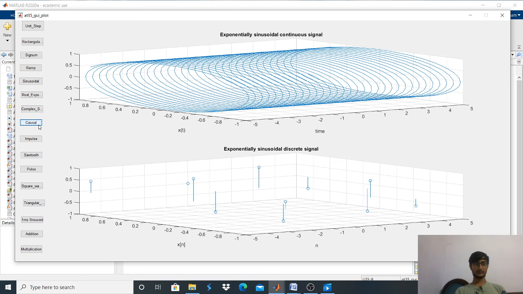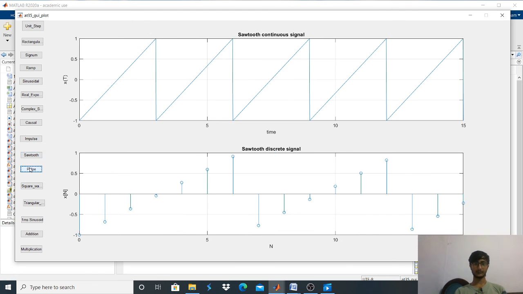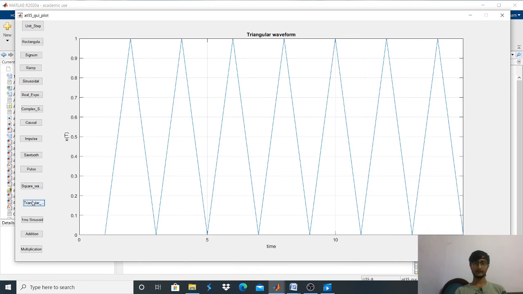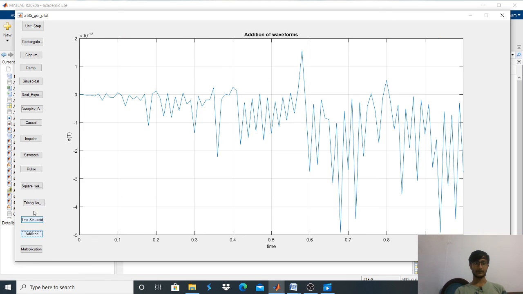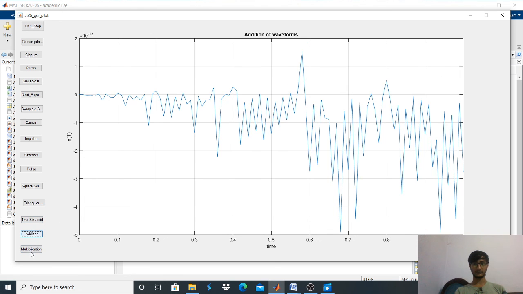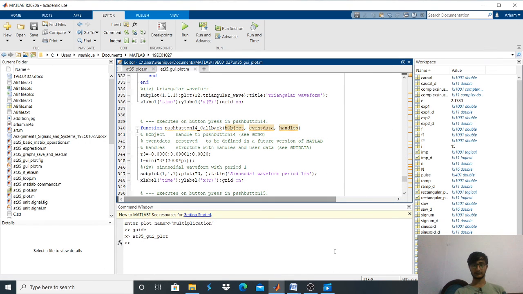This is it. Causal, impulse is coming. Sawtooth is coming. Pulse is coming. Square waveform is coming. Triangular waveform is coming. Sinusoidal function with period 1 millisecond. Addition of the three, and multiplication of the two. So this concludes the experiment, and this was Aram Tabish, roll number 19EC01027.